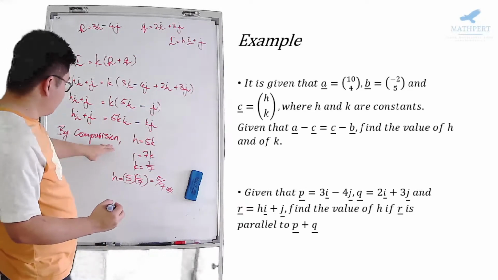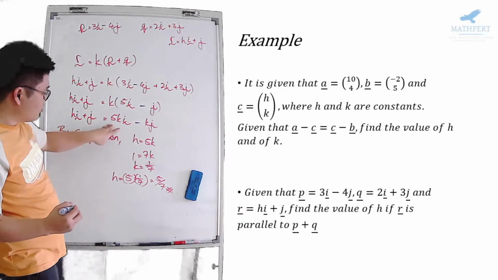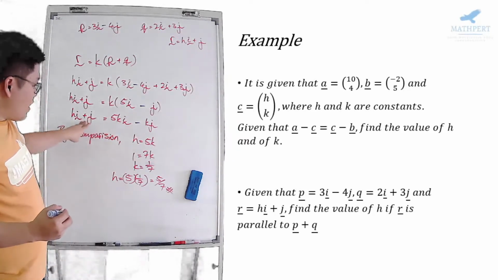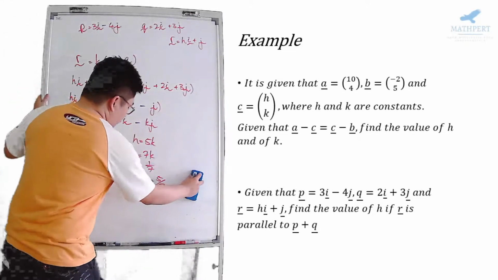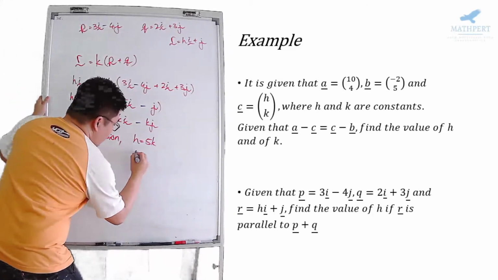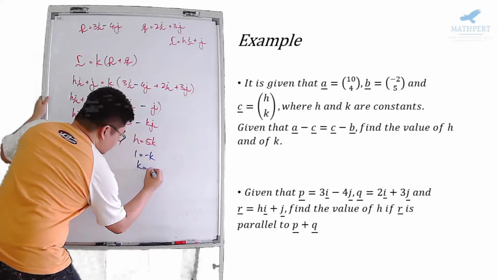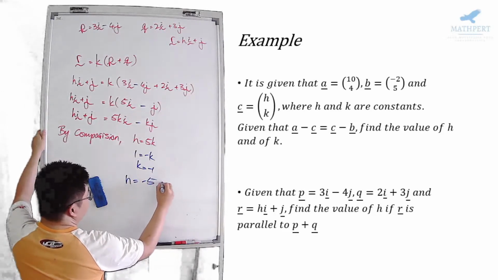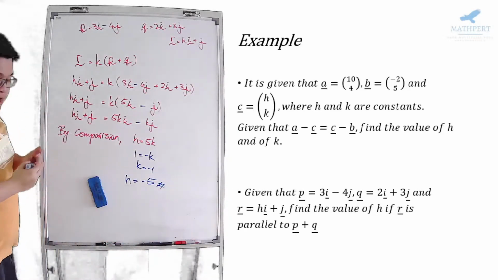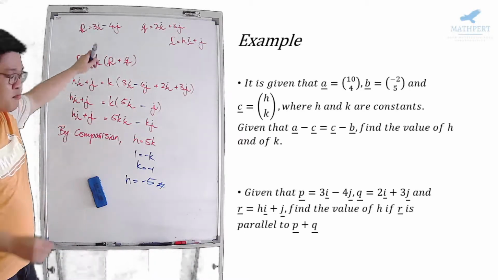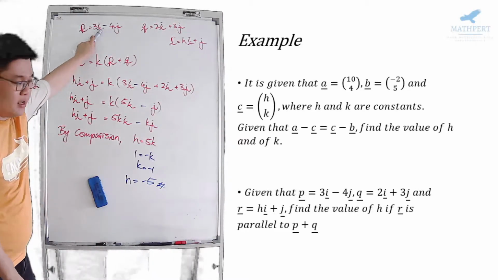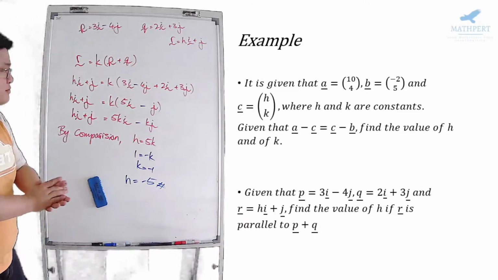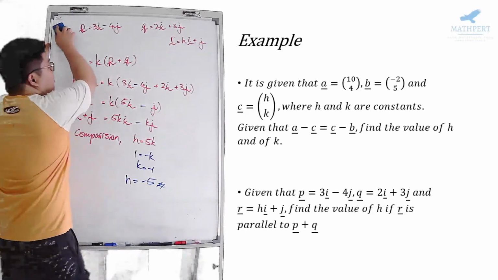By comparison, h is equal to 5k, and 1 is equal to negative k, so k is equal to negative 1. So I substitute k equals negative 1, I will get h equal to negative 5. Just see, there's a small mistake with the minus sign, and you get a totally different answer. So, let me clear this.